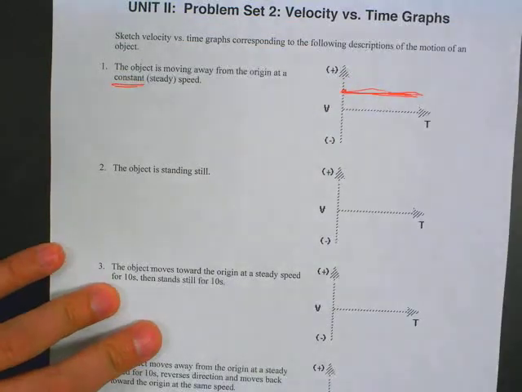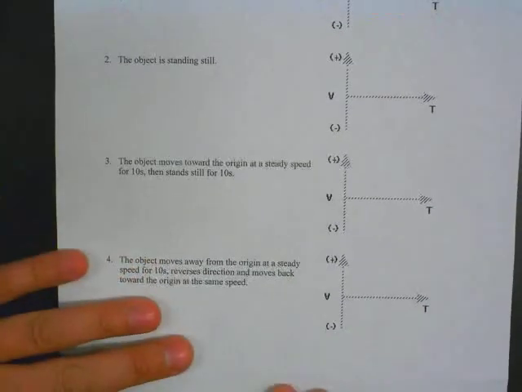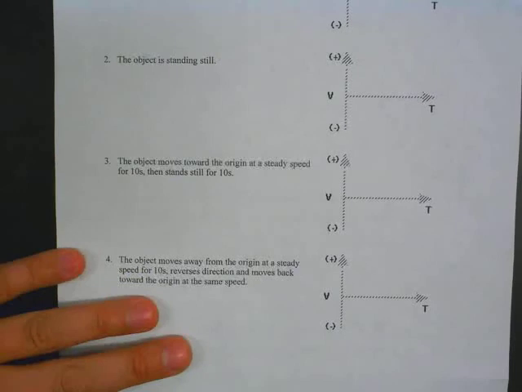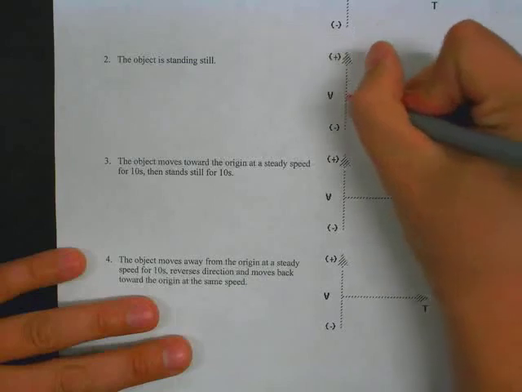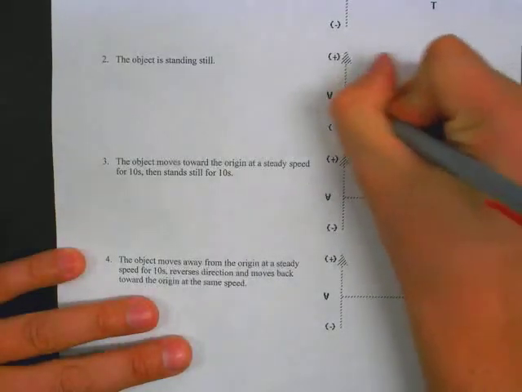Okay, the object is standing still. Well, what's your velocity when you're standing still? If you're standing still, you're not moving. Your position's not changing. So your velocity would be 0. So that means he just stays here at 0 this whole time.